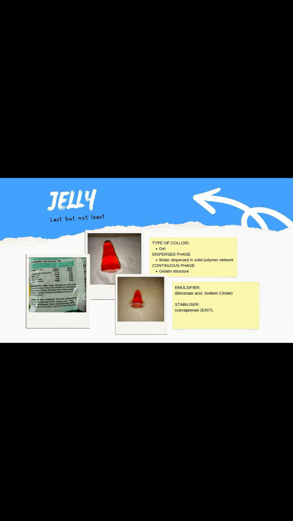is xanthan gum. Last but not least is jelly, whose type of colloid is gel, with water dispersed in a solid polymer network, and the jelly has a gelatin structure. The emulsifiers used are benzoic acid and sodium citrate, while the stabilizer is carrageenan.